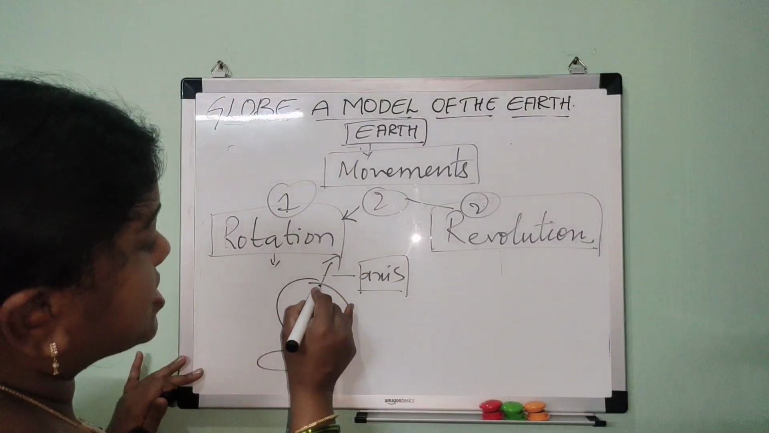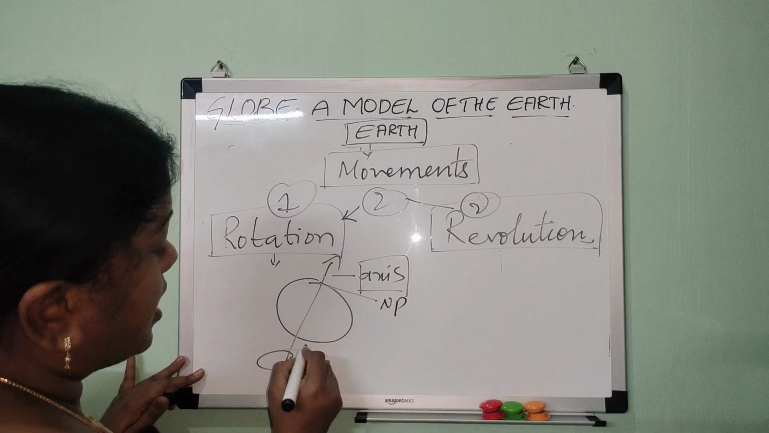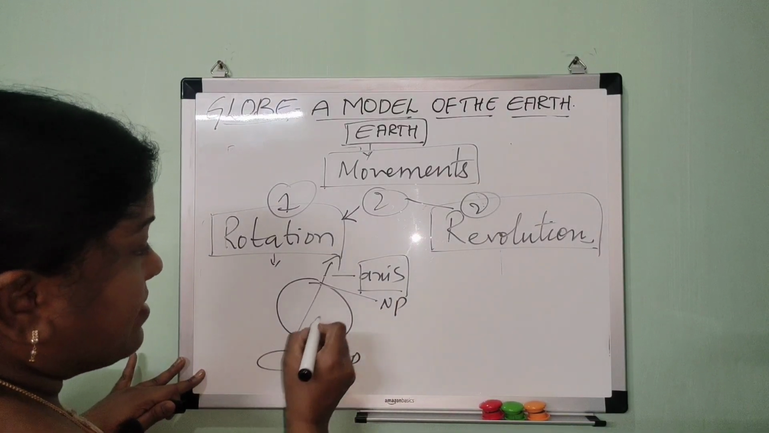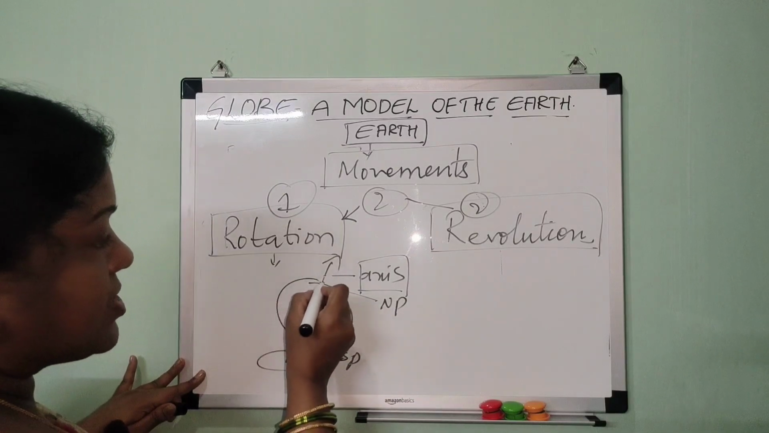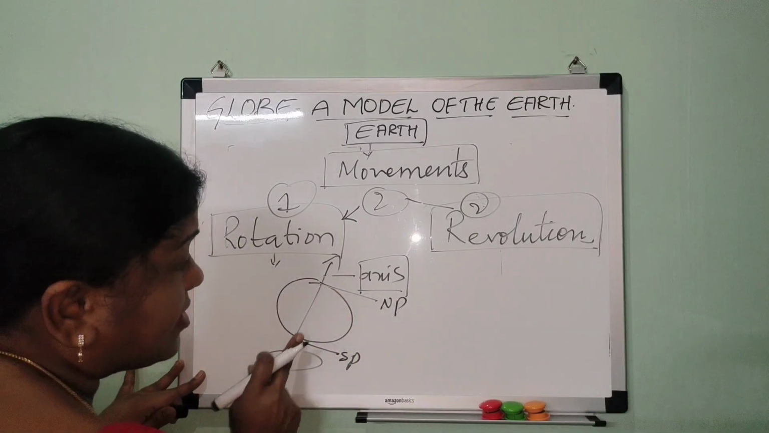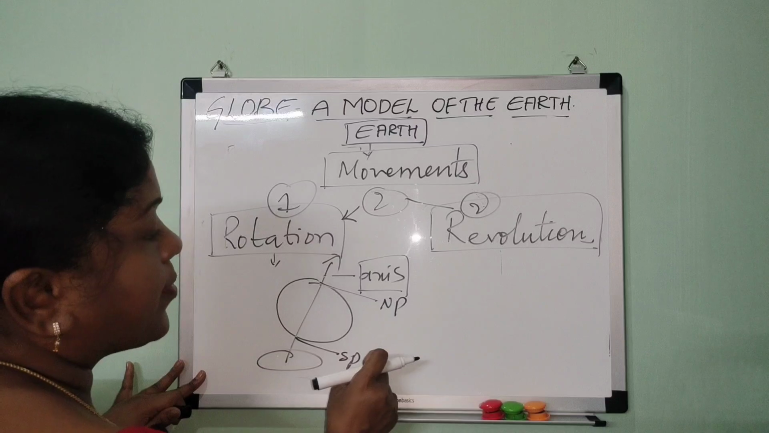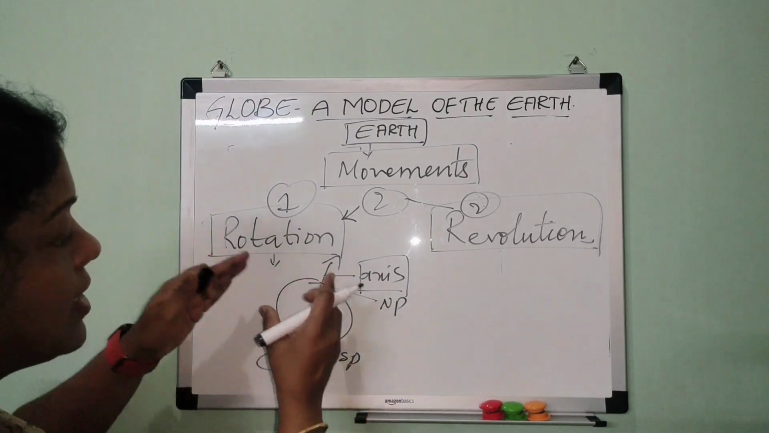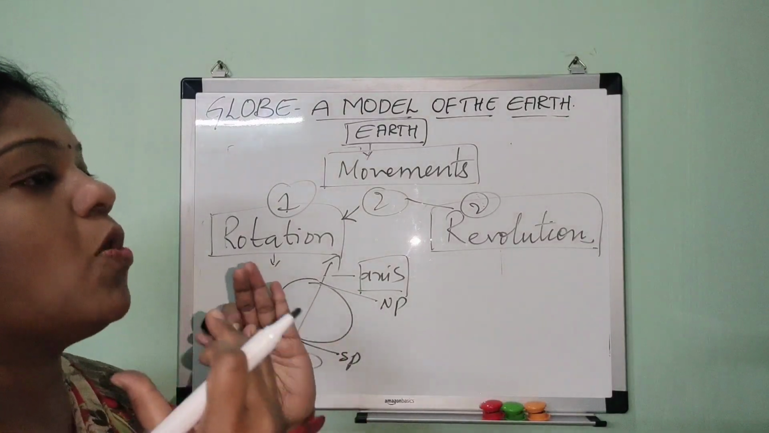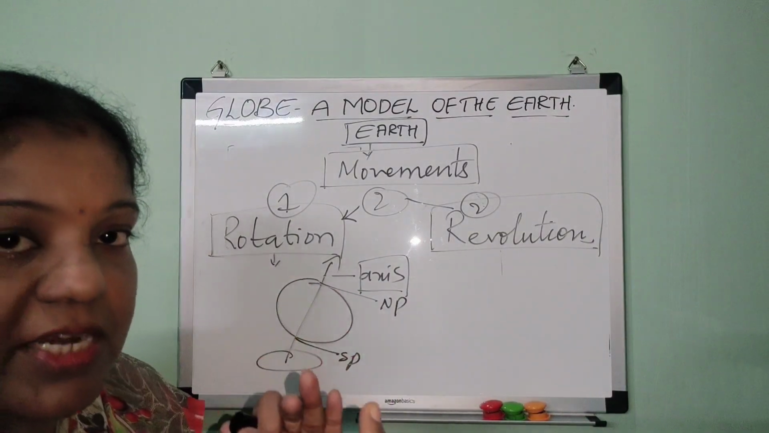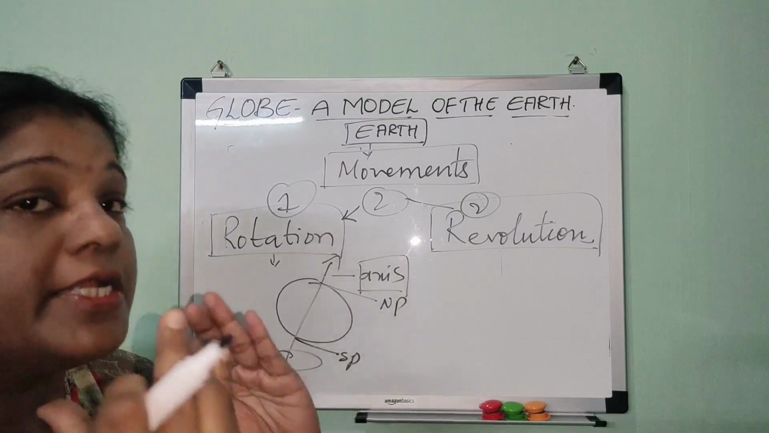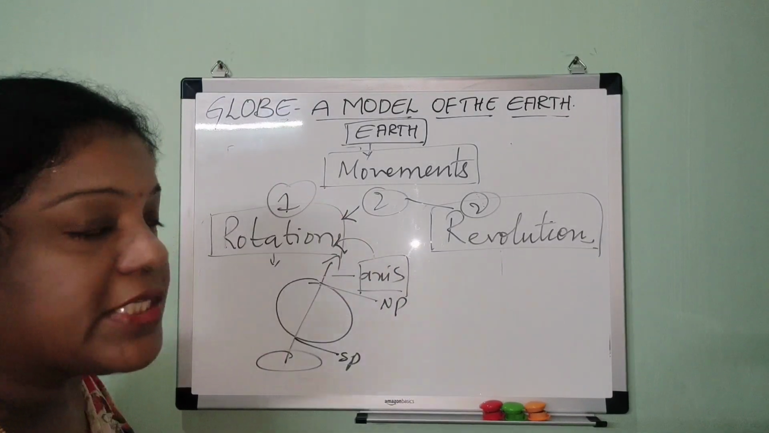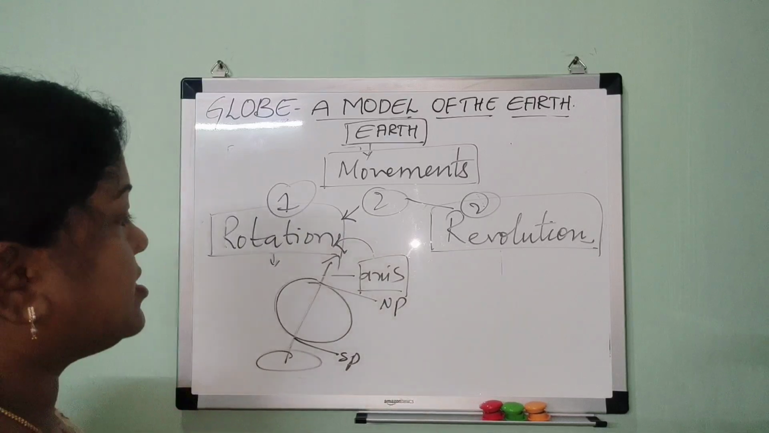What are those endpoints? Just now we discussed North Pole at the top and South Pole at the bottom. So, it is an imaginary line or a needle-like structure which is passing through the center of the globe by connecting two endpoints like North Pole and South Pole. Because of this axis, the Earth is trying to move or rotate on its own. So, axis is helping for the first movement of the Earth, that is rotation.